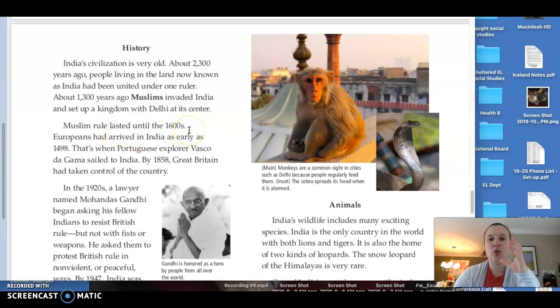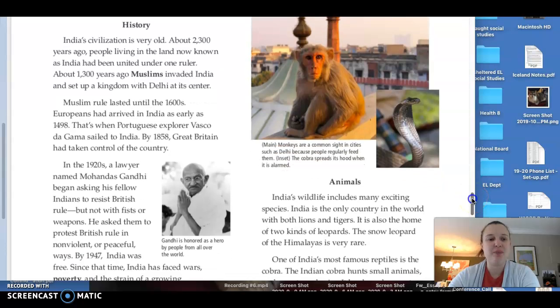The Muslims were ruling India until the 1600s, and then the Europeans also came. And what's really important for their history is that in 1858, Great Britain took control. So England took control. And I say that's important because lots of parts of Indian culture and British culture mixed during the time that Great Britain was colonizing different countries. So that's a key part of their history, that they were colonized by Great Britain, and Great Britain ruled the country for several decades.